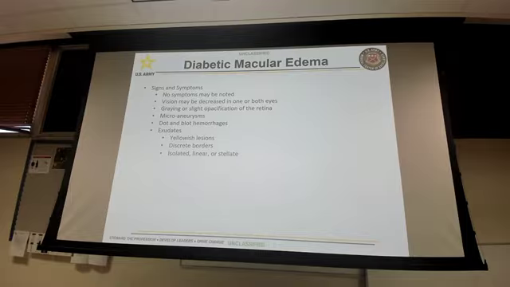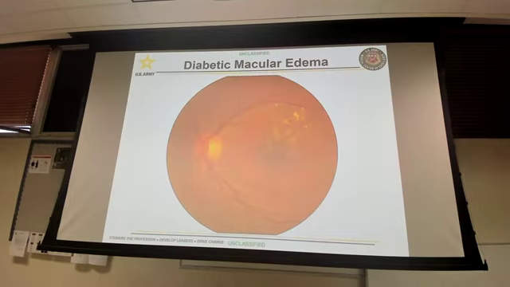Now, vision may be decreased in one eye or in both eyes. There's some aneurysms going on. There's dot and blot hemes and exudates as well in that area. And then here's a picture of diabetic macular edema. So it looks very similar to diabetic retinopathy, right? But then it's localized to a specific part of the retina, so over that macular region.